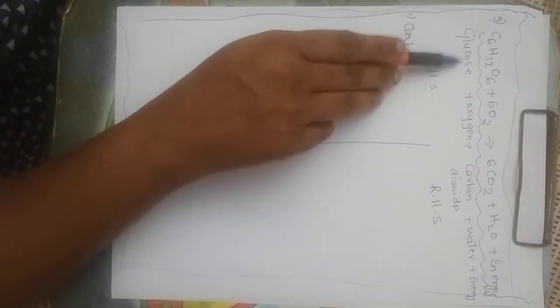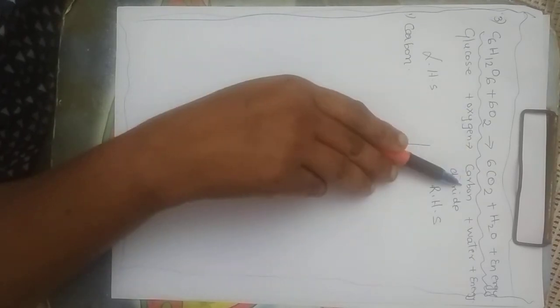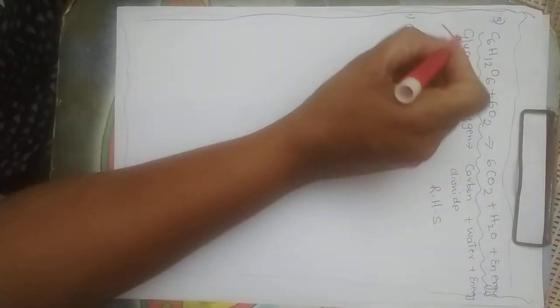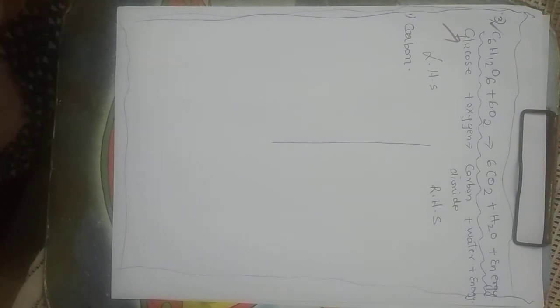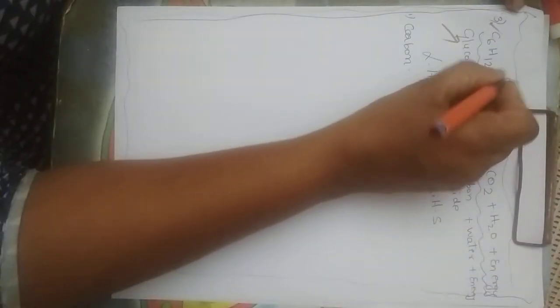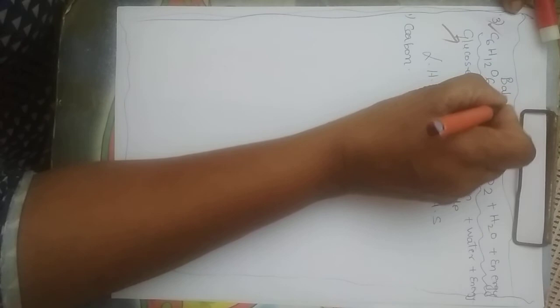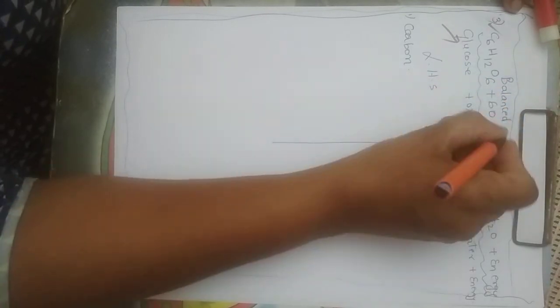What should our equation become? I repeat, for example, you'll be given like this: glucose plus oxygen, carbon dioxide, water. Now listen to me carefully. You'll be given like this. This is the balanced equation. So what I mean to say is, when it is balanced, it looks like this.